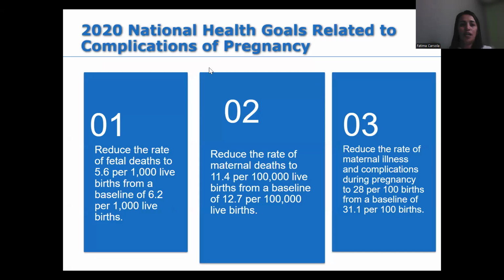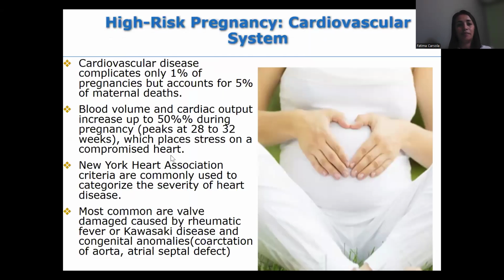Again, these are not so new because these are the 2020 national health goals related to complications of pregnancy. But I just wanted to share that even in 2020, we already had these goals of being able to lessen the number of morbidity. When we say morbidity, it's the illness, and when we say mortality, it's the death of the patient. It could be because in obstetrics, the mother and the child are affected.